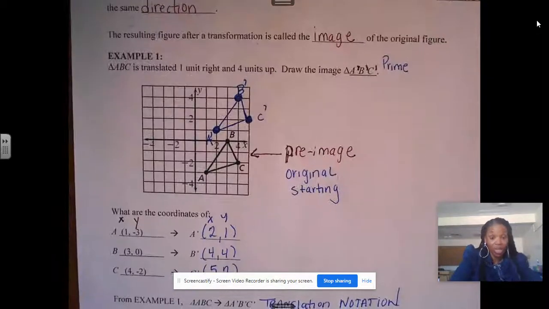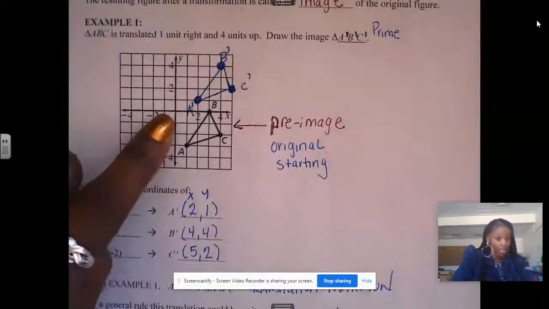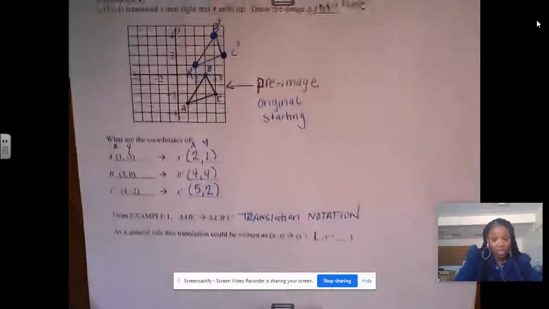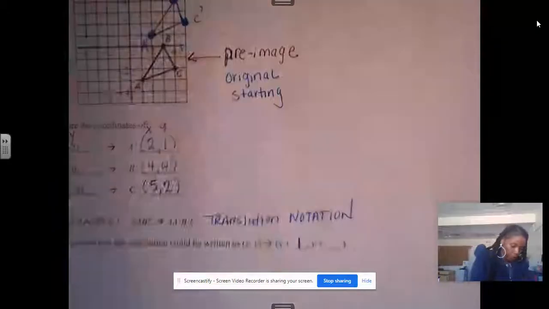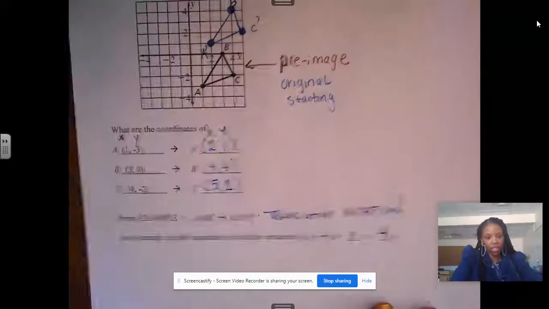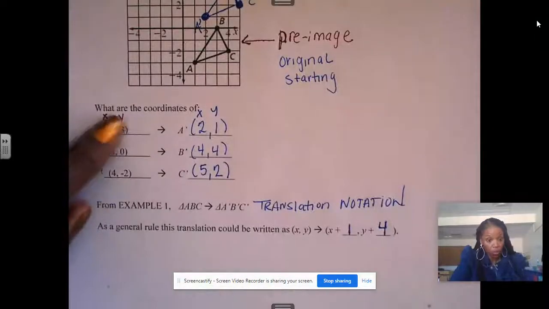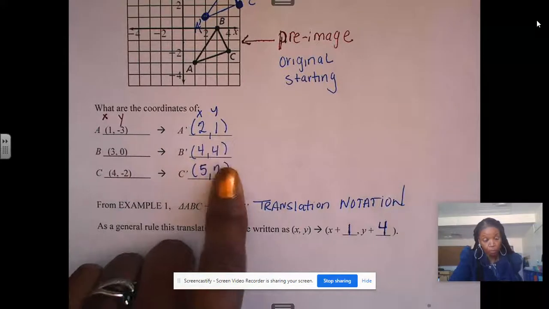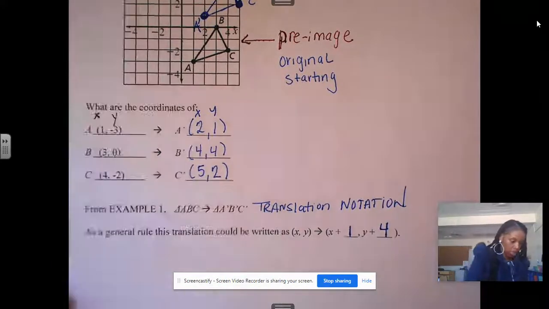It said 4 units up. So you remember, you're starting here, you're looking at the y-axis. If you go up, that's positive. If you go down, that's negative. So they told me 4 units up, so I'm plussing 4 to each one. And just like I did my x's, I'm doing the same thing. If I was to go right here to these coordinates and I added 4 to each one of these, it would give me my y's over here. Okay? That's pretty much translations, but I'm going to work an example.